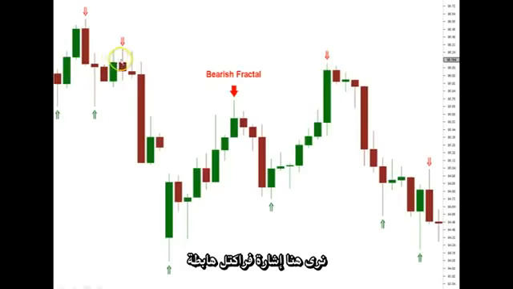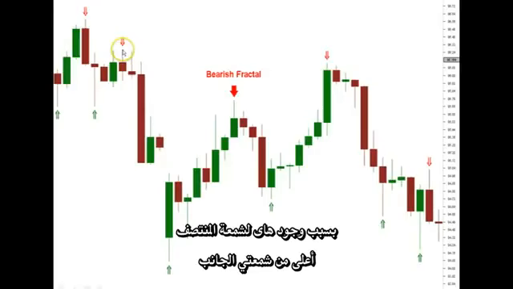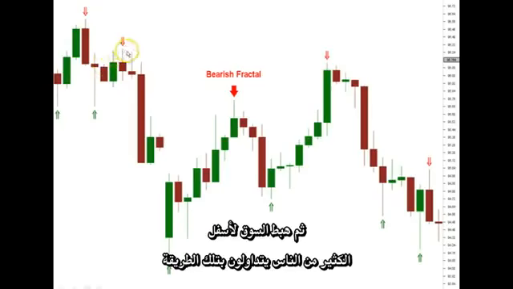Now you can see here, this right here is a bearish fractal, because you have this middle candle, then this one's not higher and neither is this one. This one's not higher and neither is that one. And then what does the market do? It drops down.